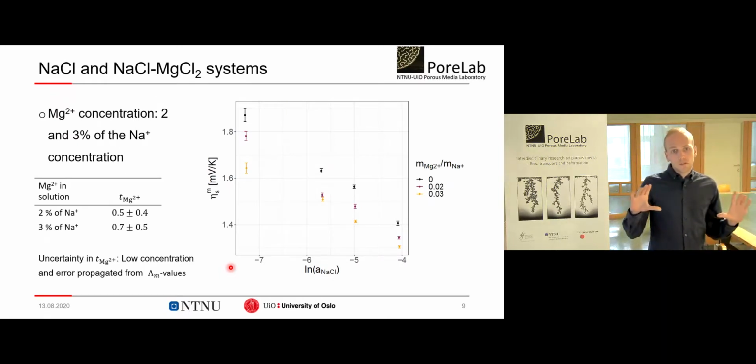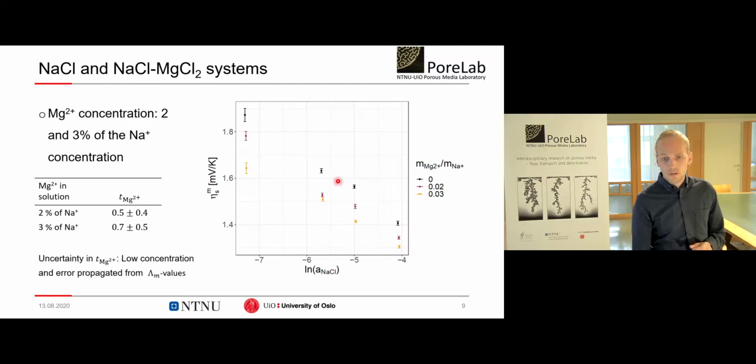So what we have done is that we have looked at systems where we have added 2%, where the concentration of magnesium is 2% of the sodium concentration, and 3% of the sodium concentration. And what we can see here is that the effect is large compared with the pure sodium chloride system, which is the black points. So even small amounts, 2 and 3%, give a large negative effect on the membrane contribution to the Seebeck effect.